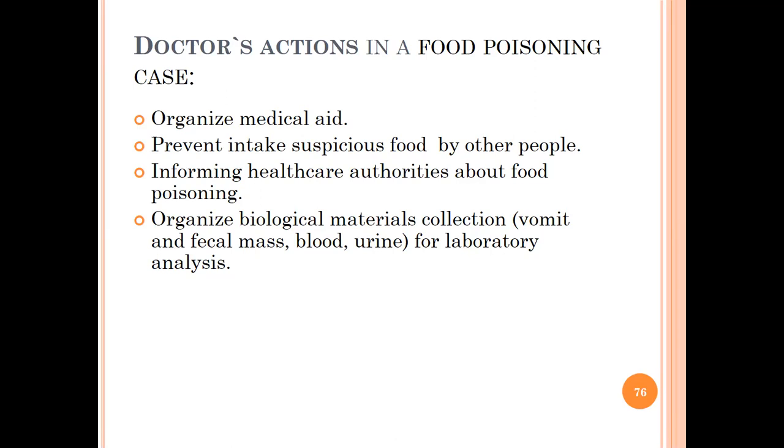First of all, sure, you must organize medical treatment. Second step, to prevent intake of suspicious food or the source of contamination by other persons. We need to inform health care authorities about food poisoning to organize an investigation. To make the investigation, doctors need to collect biological materials, for example, vomit and feces, blood, urine for laboratory investigation to find bacteria or the exotoxins.